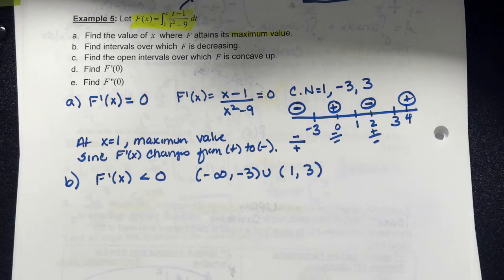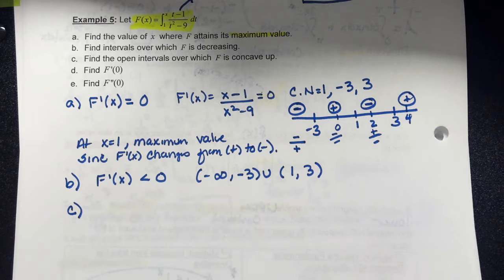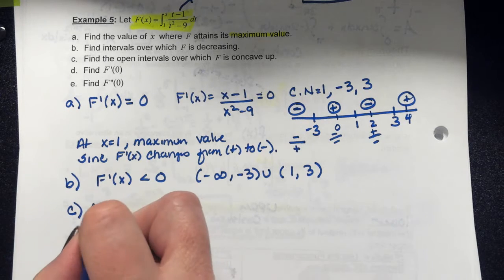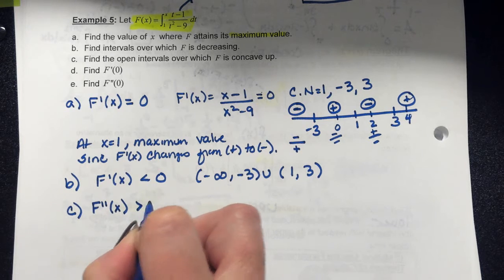So now let's take a look at part C. Find the intervals where f is concave up. How do I know when f is going to be concave up? What do we know from chapter 4? The second derivative has to be what? Greater than 0.